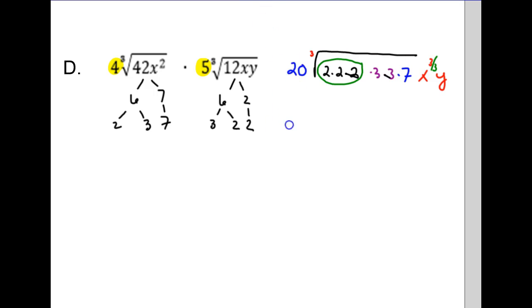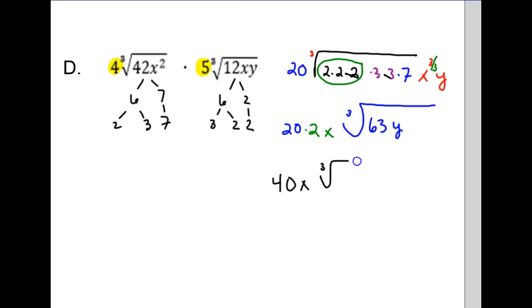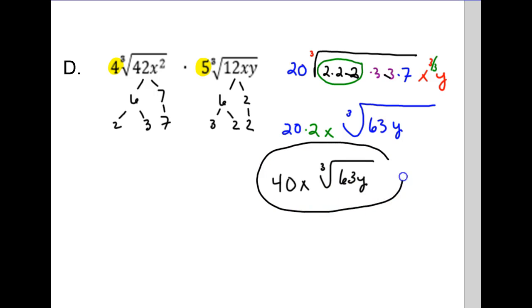So I've got my original 20. I've got my 2 that I'm going to pull out. I've got 1x. And then what's left over, this is all the cubed root of 3 times 3 times 7. So 9 times 7 is going to give me 63y. So my final answer here is going to be 40x cube root 63y. That's my final answer.